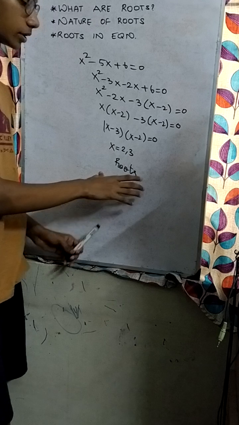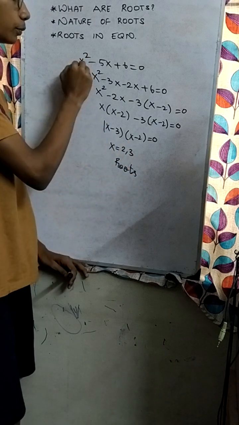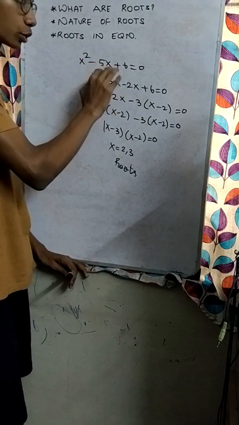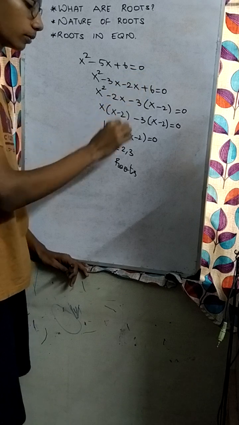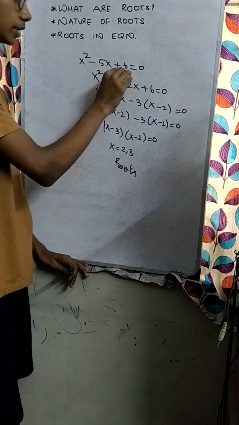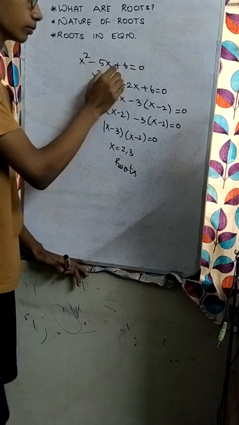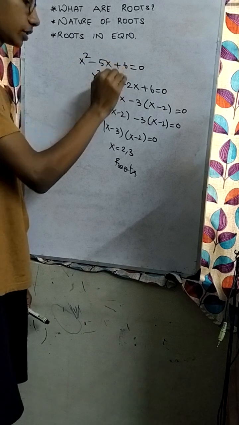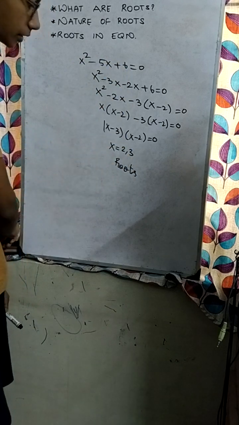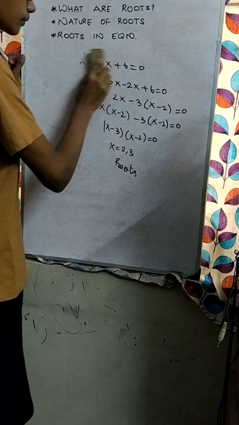So roots are just a basic thing that we can put in the variable in an equation so that the equation becomes 0. So if we plug in 2 and 3 here, we will get 0. So the roots of this equation are 2 and 3. So that is the meaning of roots.